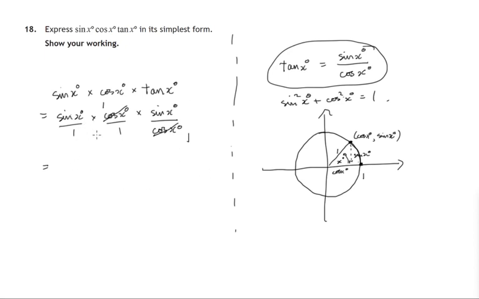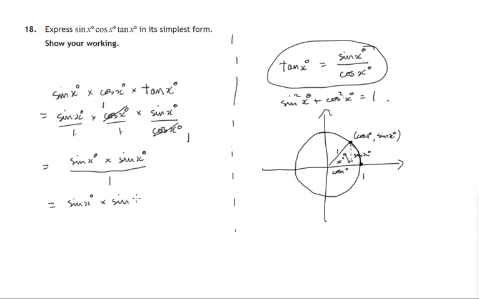So what have we got left? We've got on the top sin x times 1 times sin x. Let's write that down. Times 1 makes no difference, so it's sin x times sin x. On the bottom of the fractions, we've got 1 times 1 times 1, which is just 1. So we've basically just got sin x times sin x.